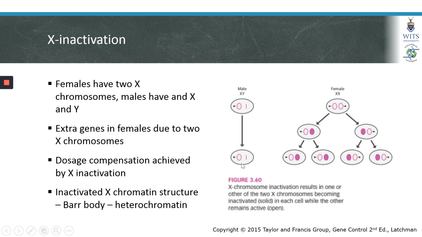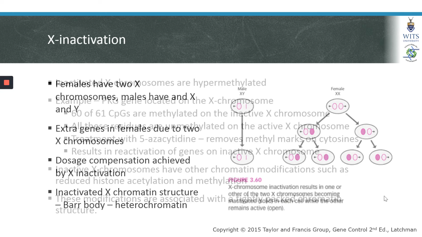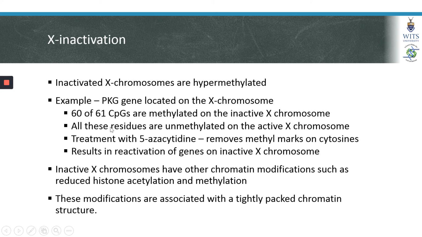Therefore, in females, one X chromosome is inactivated, and the inactivated X chromosome takes the form of a bar body. The bar body is an X chromosome that has been highly heterochromatinized or repressed in order to prevent the expression of genes. Studies have shown that inactivated X chromosomes are hypermethylated, which means that the entire X chromosome contains methylated residues. One example is the PGK gene, which is located on the X chromosome. Methylation analysis of this gene has shown that 60 out of the 61 CpGs are methylated on the inactive X chromosome. However, all these residues are unmethylated on the active X chromosome for the same gene.